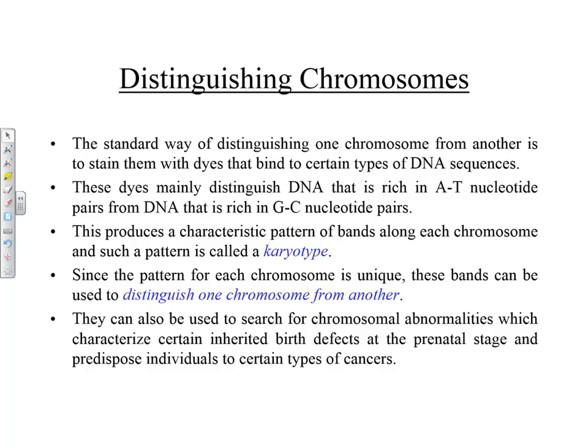So towards the end of the last lecture, we were talking about how to distinguish one chromosome from the other by staining it with certain dyes, and then you get what is called a karyotype.